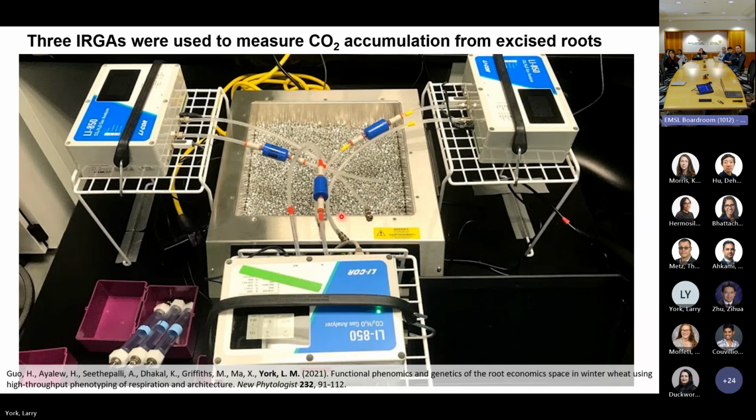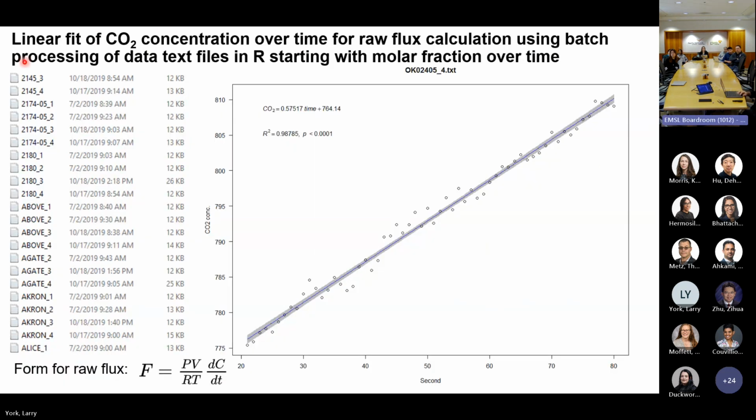We also had shoot mass and other measurements. We have 3 chambers going at once. Sometimes to increase throughput, it's easiest just to do it in parallel and have more people there, if you can manage it, which can be hard. So we had these 3, and for each sample, we have a text file with this type of information embedded: time and the molar concentration of CO2.